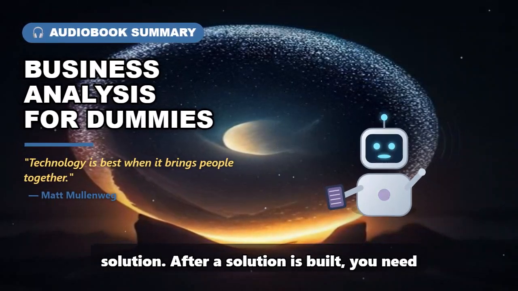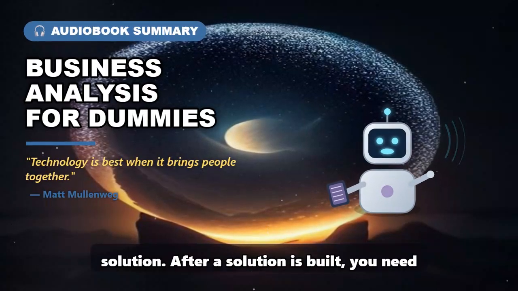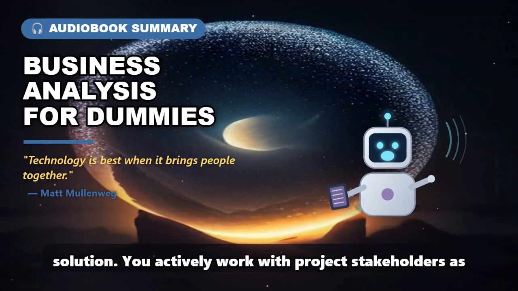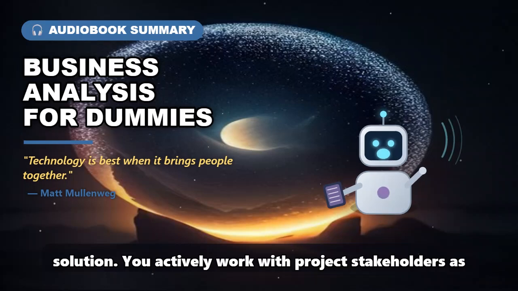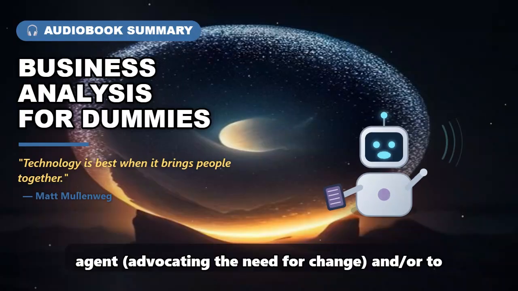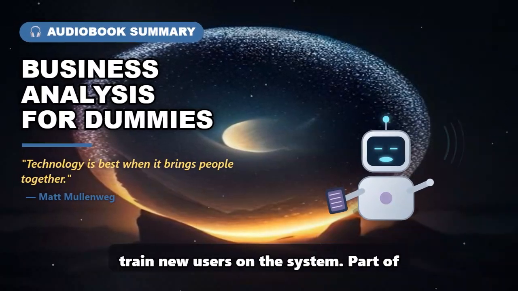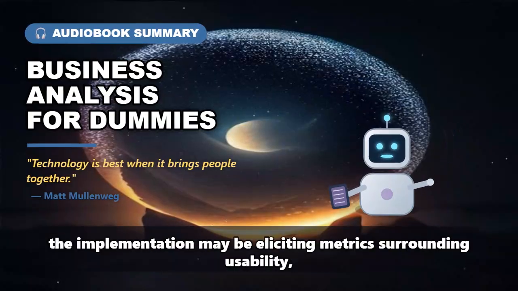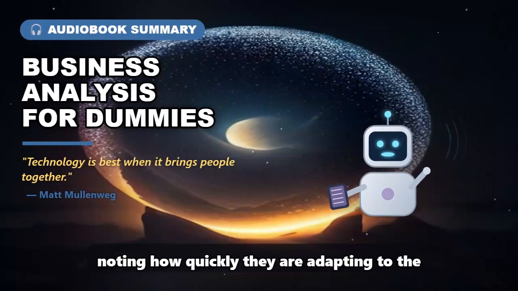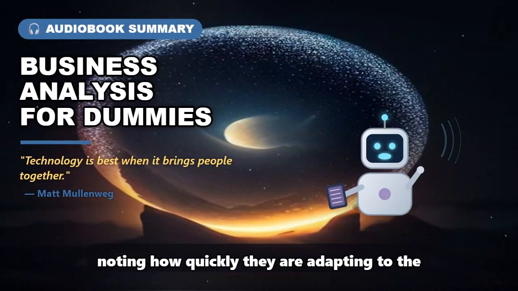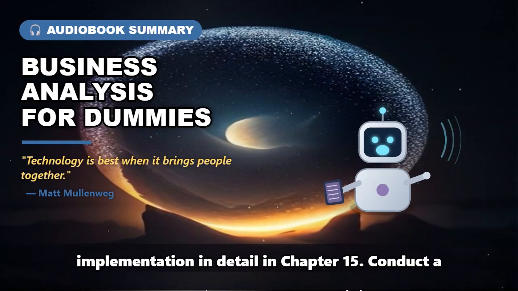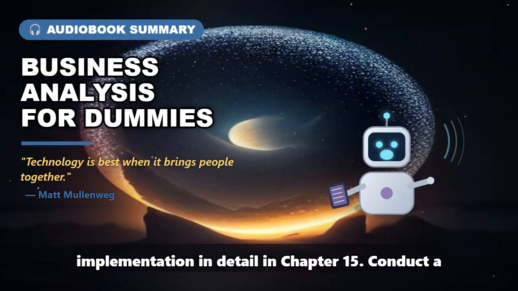Implement the solution. After a solution is built, you need to help make sure the business uses the solution. You actively work with project stakeholders as the solution rolls out, perhaps as a change agent, advocating the need for change, and/or to train new users on the system. Part of the implementation may be eliciting metrics surrounding usability, noting how quickly they are adapting to the new system, and gauging customer satisfaction. We cover implementation in detail in Chapter 15.